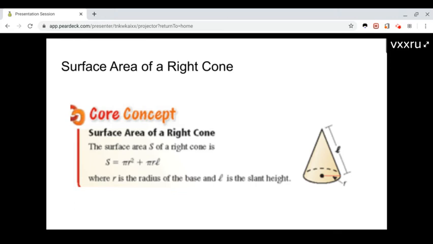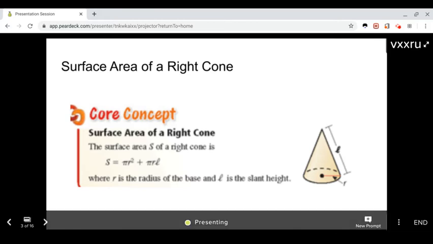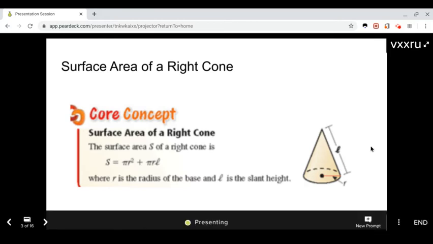So the surface area of a right cone is given by this formula. Let me go ahead and explain a little bit. The surface area is everything that we can touch. So think of it as a regular ice cream cone. If you were to just put your hand on every single aspect of this cone, that is the surface area that we are talking about.